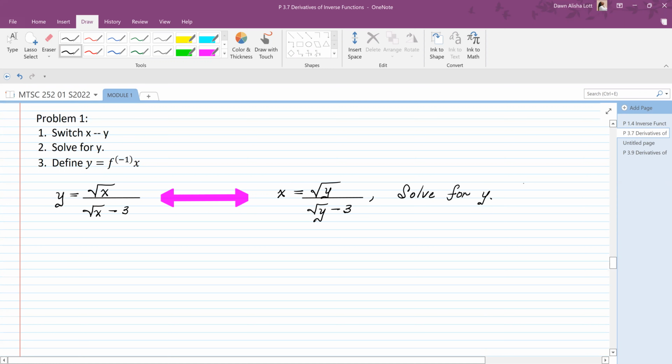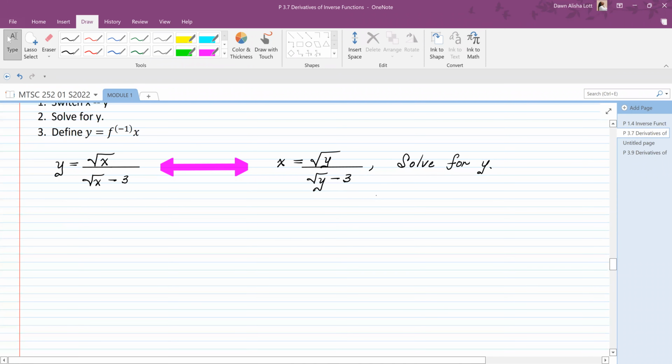Okay, so this is going to take a little bit of algebra. The first thing I'm going to do is multiply by the square root of y minus 3. So I'm going to get x times the square root of y minus 3 is equal to the square root of y. So now I have x times the square root of y minus 3x is equal to the square root of y. Okay, what am I going to do next?